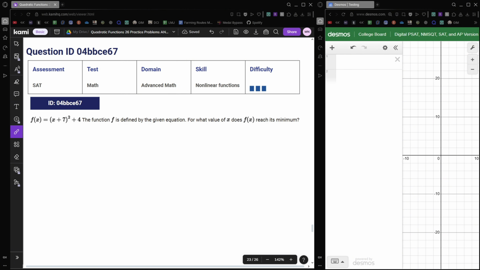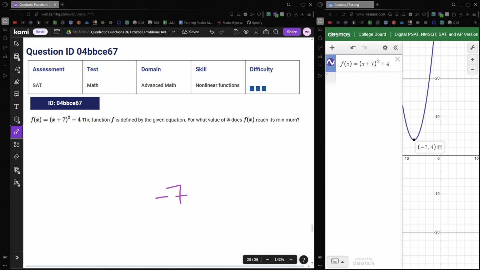Question number 23. The function f is defined by the given equation. For what value of x does f of x reach its minimum? Let's go ahead and put this in Desmos. And here is our minimum, and the x value is -7. So our answer is -7.